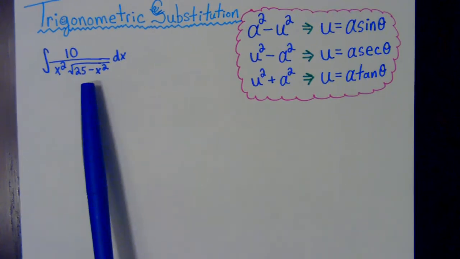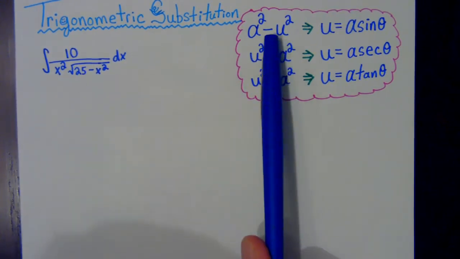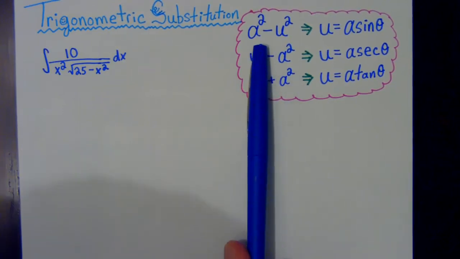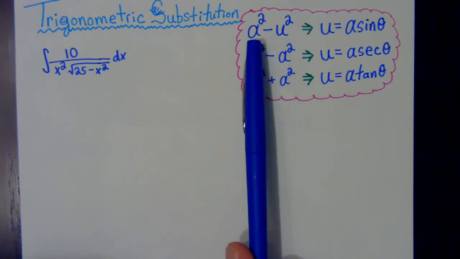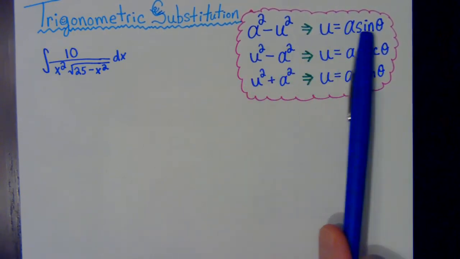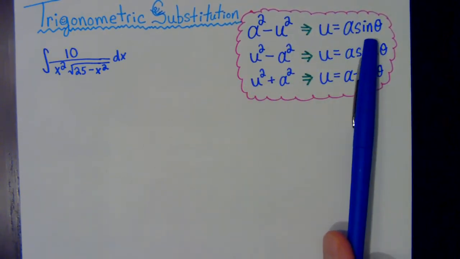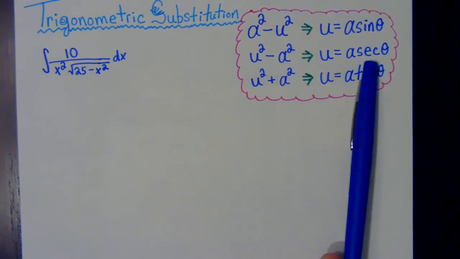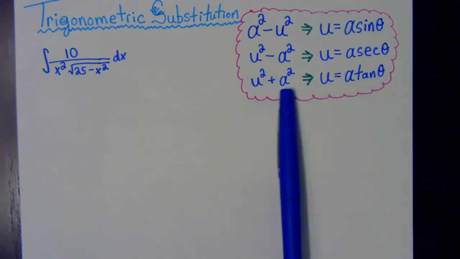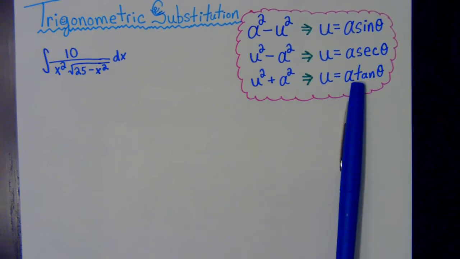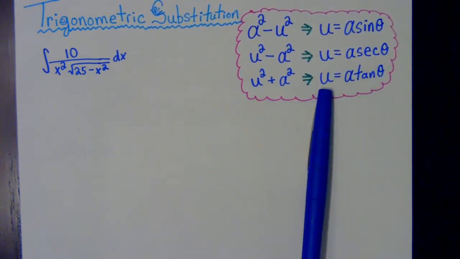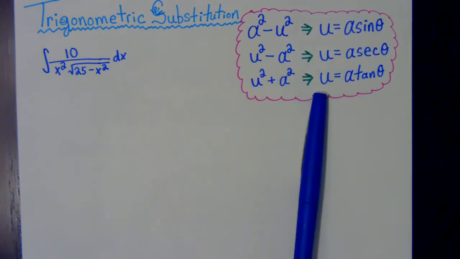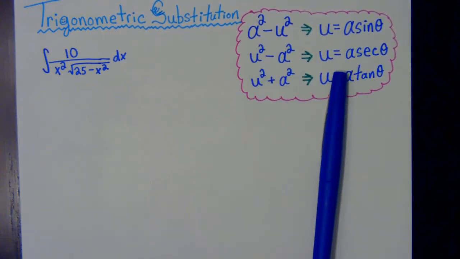So what we're going to recognize inside these integrals are these patterns to the side, where the a is the number part that's being squared, and the u is the variable part that's being squared. If you see a number part squared minus a variable part squared, we're going to make this trig substitution with the sine function. Variable part squared minus the number part squared, we'll use the secant function. And variable part squared plus the number part squared, we're going to use the tangent function. So we want to make sure we have all three of these memorized. Good news is there's only those three. That's it, all right?